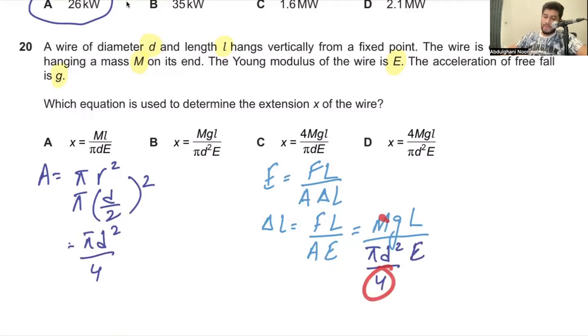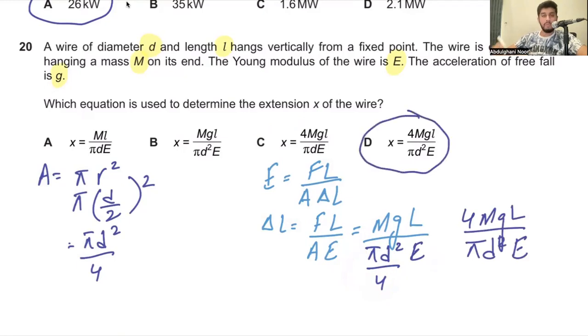Because this 4 is in the denominator of the denominator, it is dividing, so it goes up and gets multiplied. And you get 4 mgL upon pi D squared E. Now the problem is all these options look close to each other, but here there is no D squared, and here there is no 4. Okay? They're similar, but there's a slight difference. 4 mgL divided by pi D squared E.